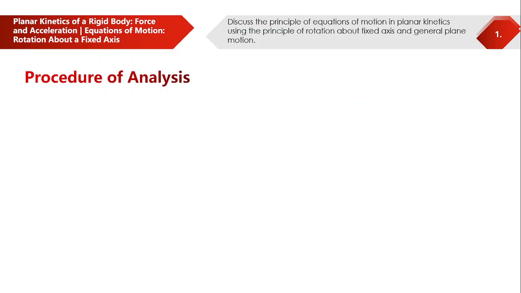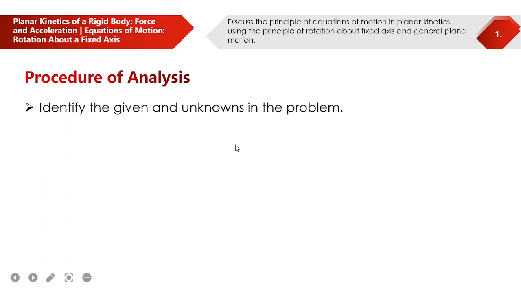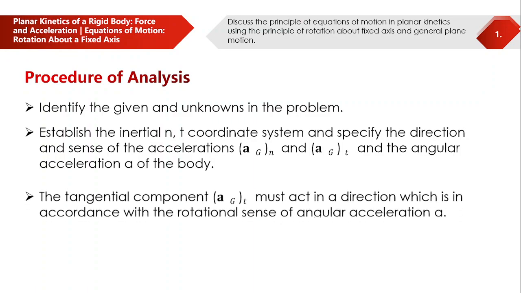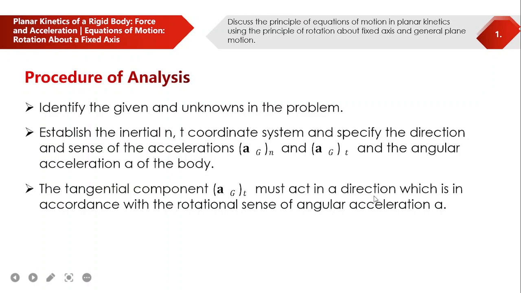So, ano bang dapat natin gawin? First, identify the given and unknowns in the problem, of course. It's your first thing to do. Next, if you already identified those given and unknowns, establish the inertial and n-t coordinate system and specify the direction of the sense of acceleration a sub g sub n and a sub g sub t and angular acceleration of the body. Okay? So, establish the inertial coordinate system. Katapos mag-establish ng inertial coordinate system, tangential component must act in a direction which is in accordance with the rotational sense of angular acceleration. Take note class ha.